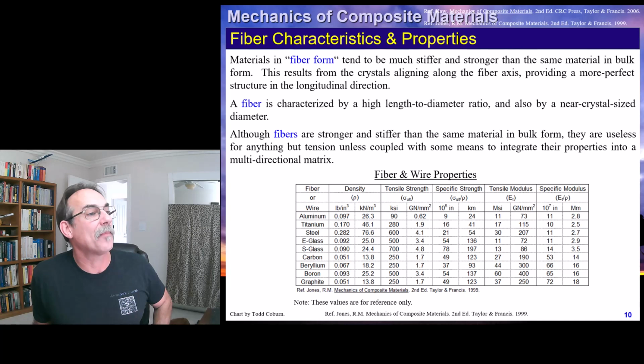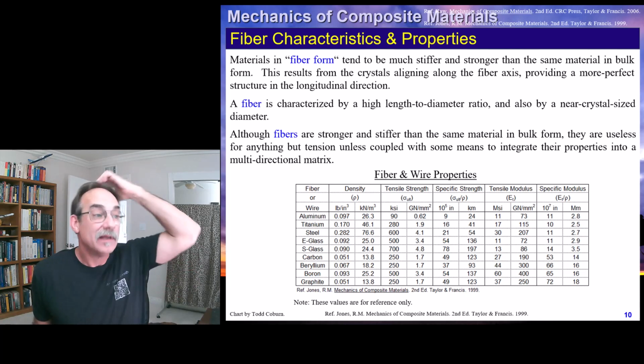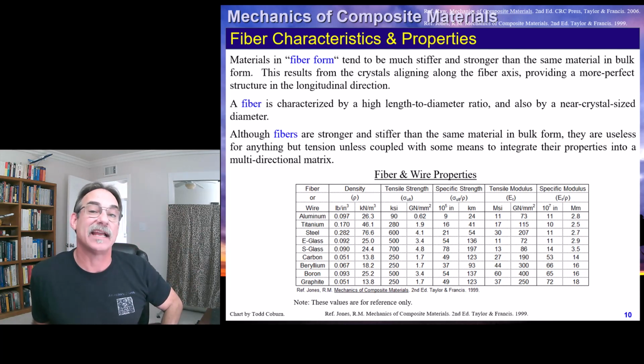Here are some typical properties of some fiber and some wire. This is out of Jones's book here, with some typical densities and tensile strengths. You'll see we're talking here in KSI, right? E-glass is 500 KSI for strength. Boron is a 500 KSI strength. Graphite is like a 250 KSI strength, as opposed to aluminum, which at best is 90-ish KSI strength, more like 60 to 70 to maybe 80 KSI, with similar differences in the modulus. So these are typical wire and fiber properties.